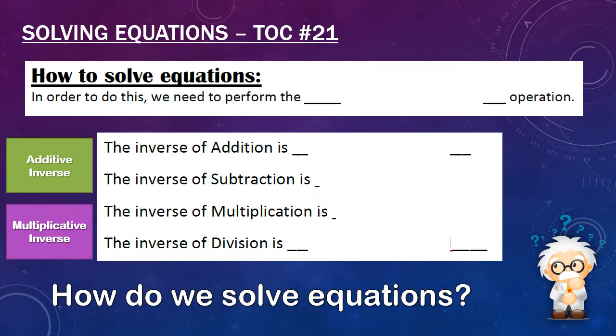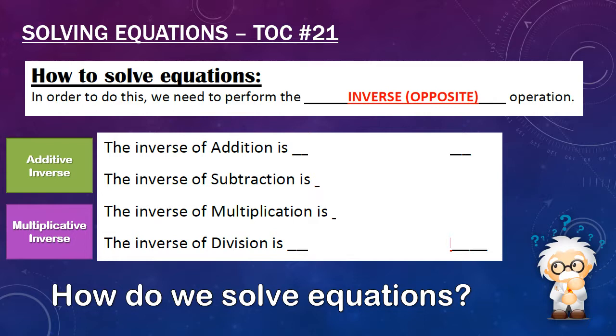We just talked about properties, and we talked about how the inverse property is going to be huge. So, how are we going to solve equations? You use the inverse or the opposite operation. So the additive inverse property and the multiplicative inverse property are going to be huge. So the inverse of addition, that's when we're adding a number.